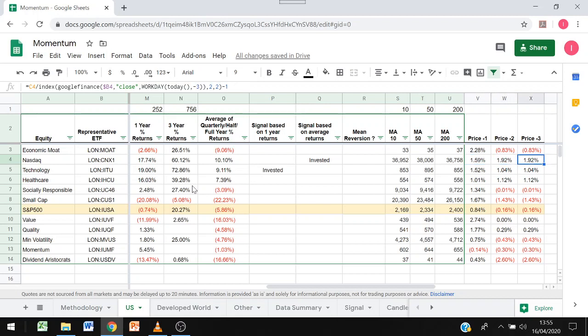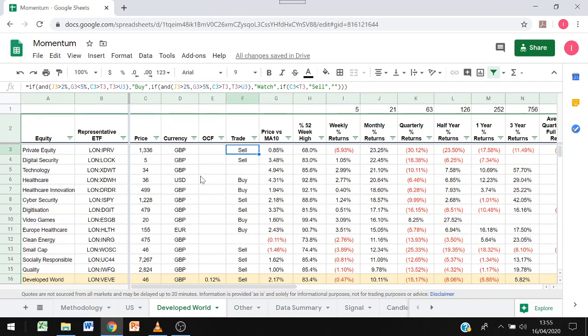These two are the same because it's around Easter, and so it's the same prices for 2 days in a row because the markets are closed.